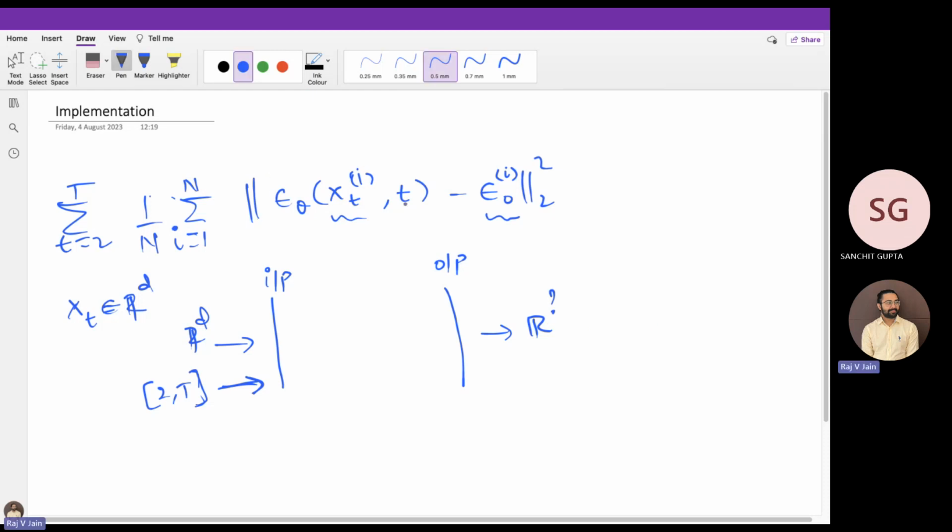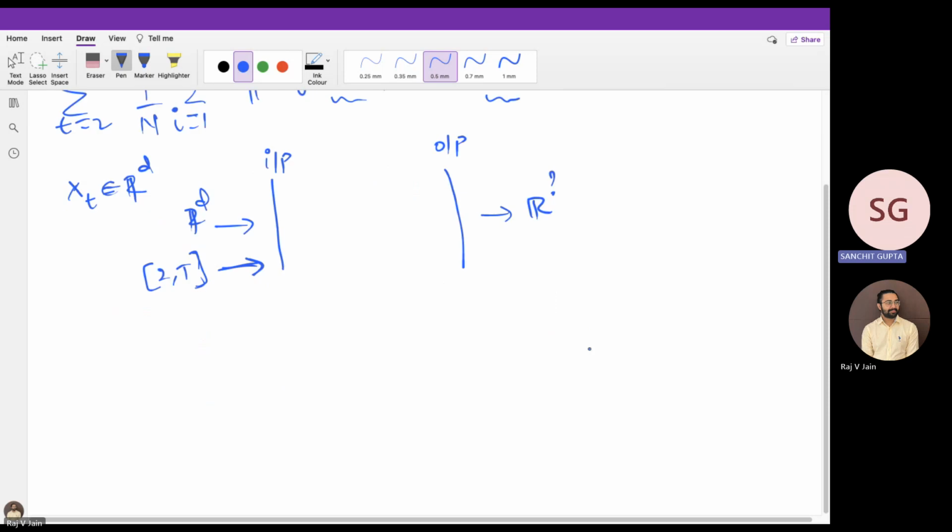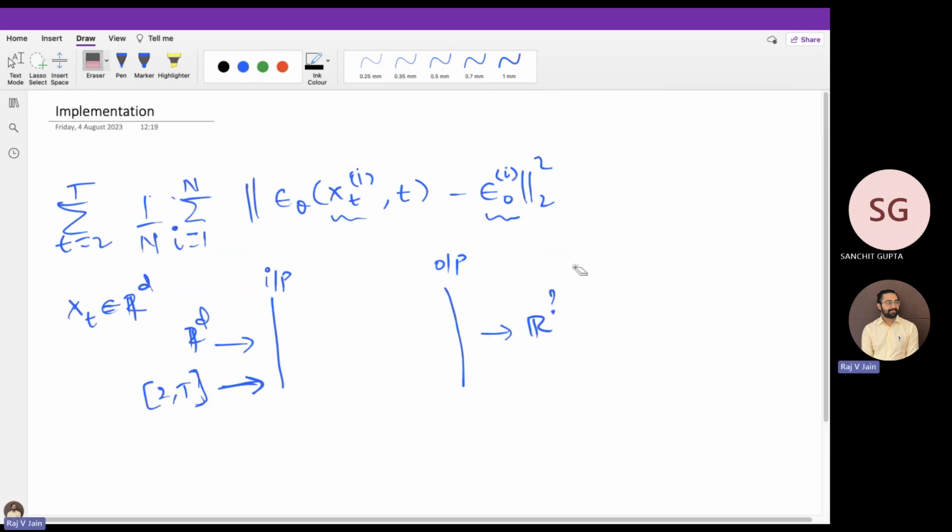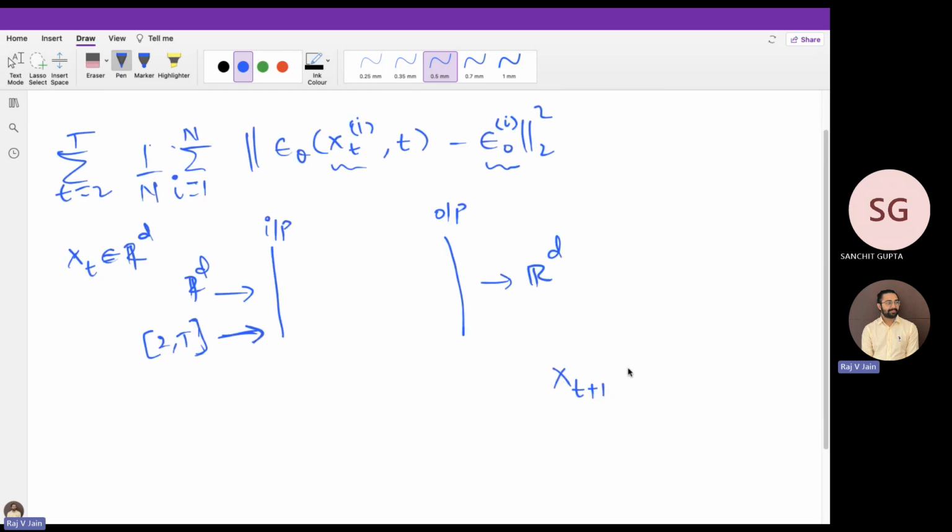So one thing is very clear, that the output has to match the dimension of epsilon naught. What is the dimension of epsilon naught? We have been talking about epsilon naught a lot. It is D-dimensional only. Because what are we doing? We said x_{t+1}, at least in the form of formulation, is some x_t plus some noise, exactly the same noise. Now this noise is the same dimension as x_t. This is the input and output. That's it. Nothing else.